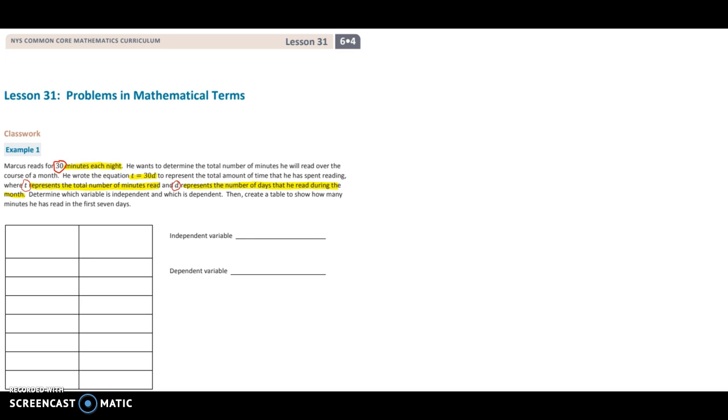Sorry about that, some technical glitches. So now what I'm going to do is highlight in a different color what the questions are asking. First, and I've got it in green here, it's asking me to find the independent and the dependent variable. Then it asks me to create a table to show the minutes he read in the first 7 days.